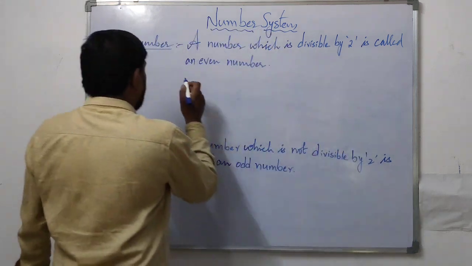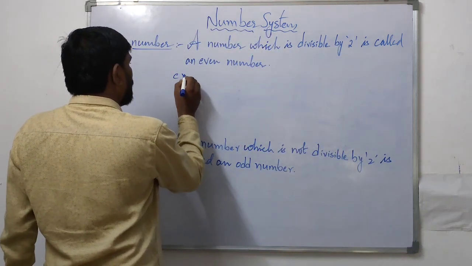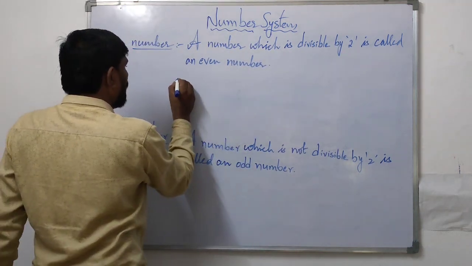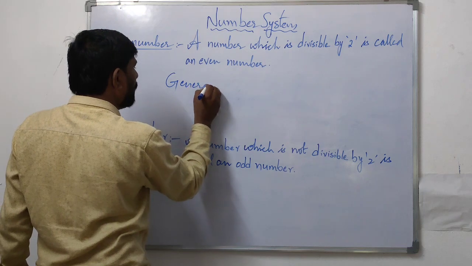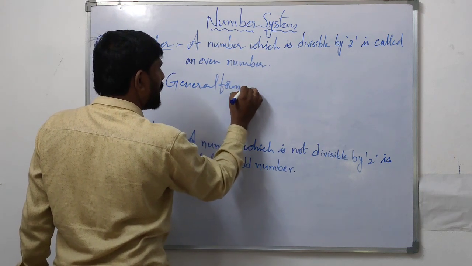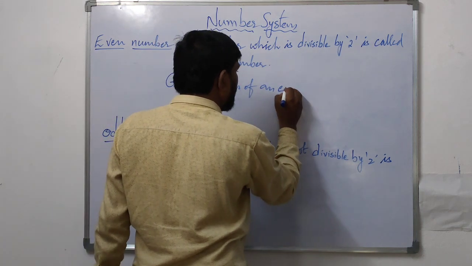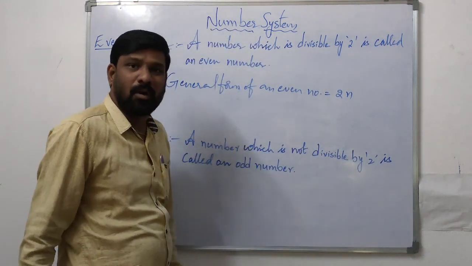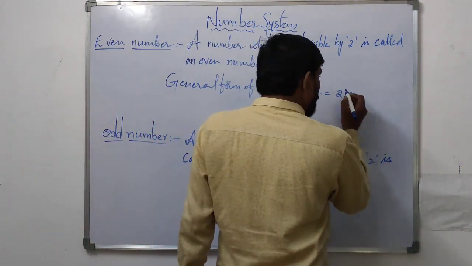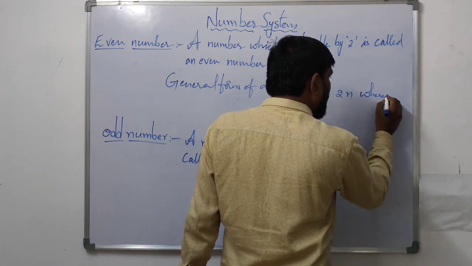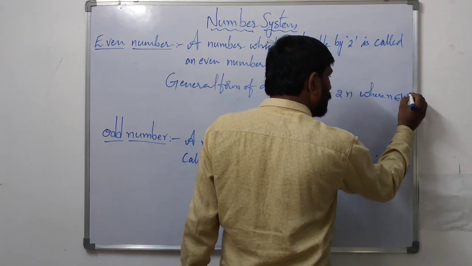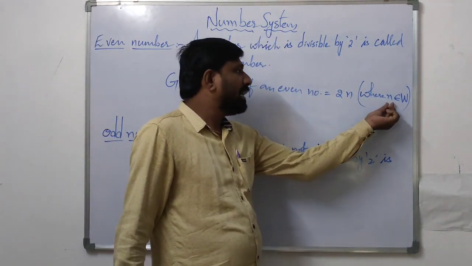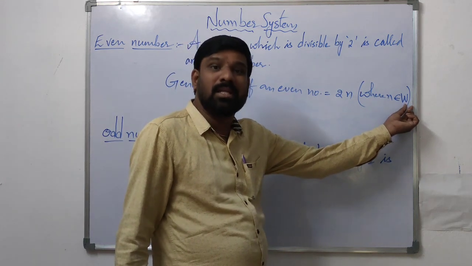Here, let us take the general form of an even number. The general form of an even number is 2n, where n belongs to W. What is n? n is nothing but W. What is W? W is the whole numbers.